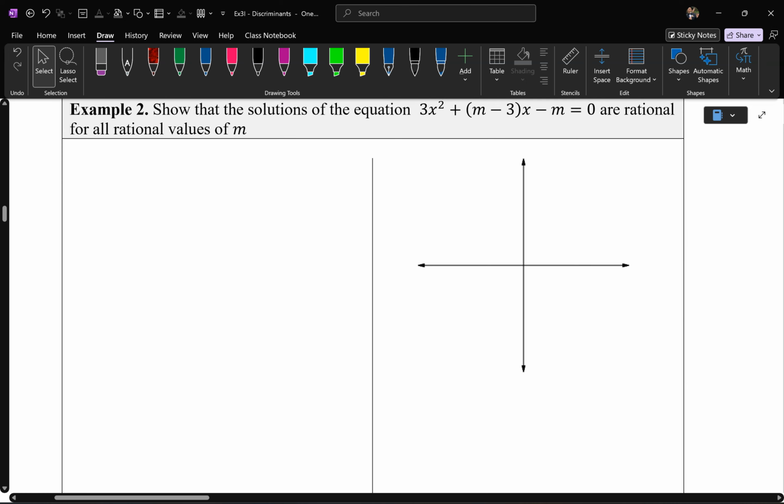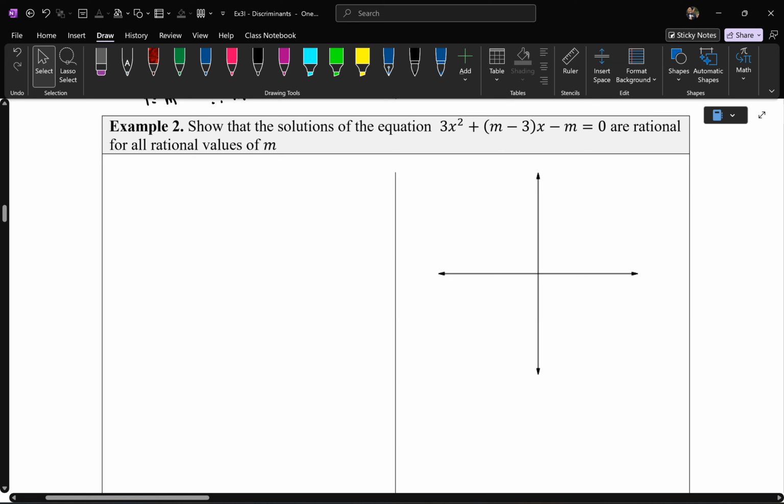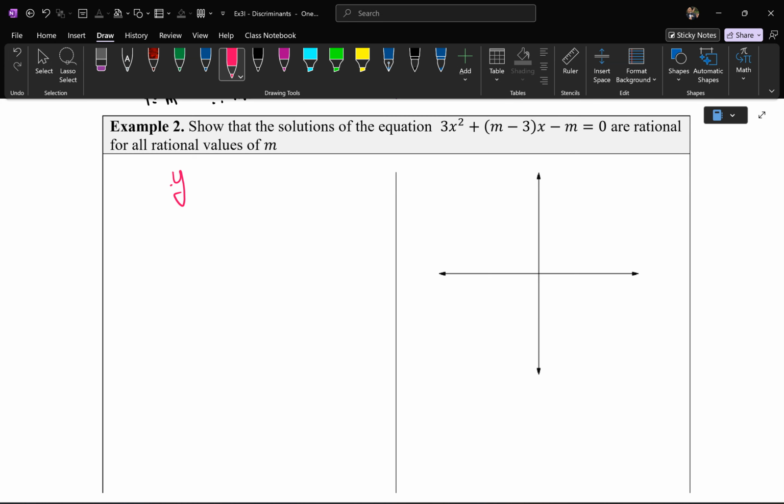I'll make a worksheet with these types of questions so you can practice. But let's have a look at this second example, and that's my last one for today. Let's do it again. Here's your equation. You've got y equals 3x squared plus (m minus 3)x minus m. Okay, so this is crazy now. We've got so many m's there, and if you had to do trial and error, that would take ages, because you have to pick many points.